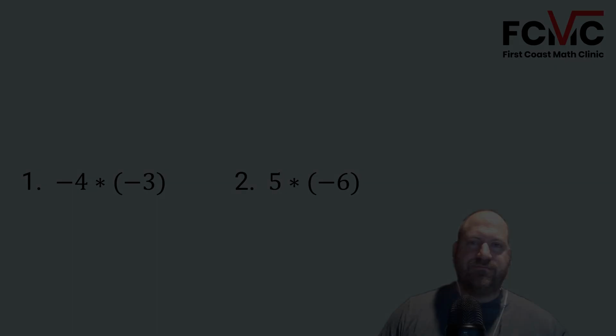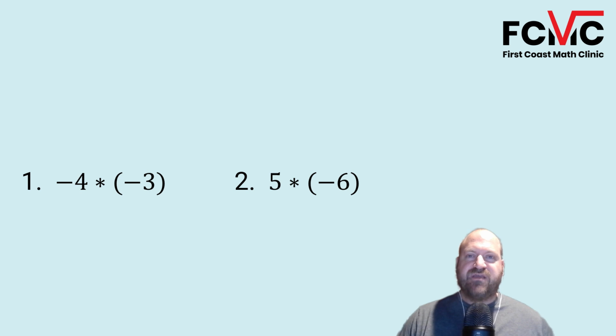Let's get into it. All right, so for number one, we've got -4 times -3, and number two, we've got 5 times -6. So we want to come up with some rules for multiplying and dividing integers before we actually do the math, so we can apply these rules to the problems that we're working on. So let's just review integers first.